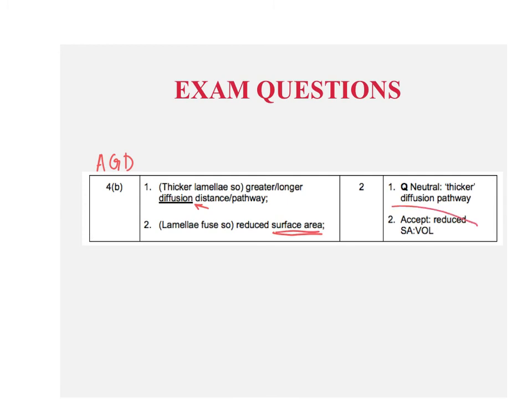And the fusion of lamellae means that we've got a reduced surface area. You could have also said that you've got a reduced surface area to volume ratio, but the idea is that if you imagine your hand, if I put my fingers all together rather than spreading them out, that's a reduced surface area, and that's effectively what that parasite is doing.